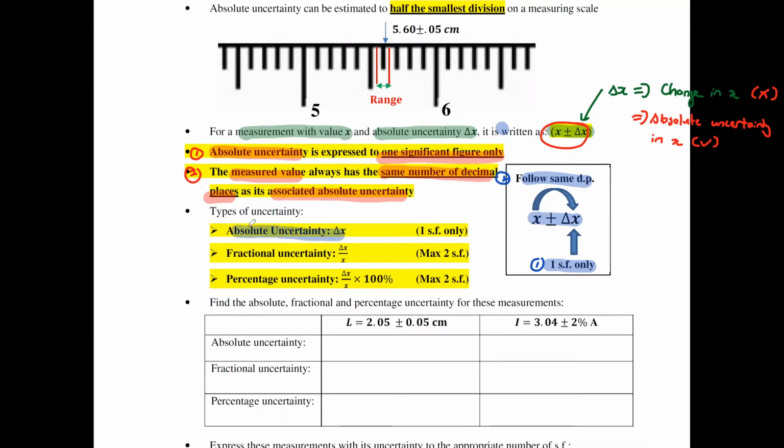Other than absolute uncertainty, you have two other kinds of uncertainty, namely fractional uncertainty and percentage uncertainty. Fractional uncertainty is just you taking the absolute uncertainty divided by the measured value itself, whereas percentage uncertainty is the fractional uncertainty multiplied with 100% to change it to percentage form. As mentioned earlier, absolute uncertainty must only be expressed in 1 SF. However, for fractional and percentage uncertainty, you can express them up to a maximum of 2 SF.